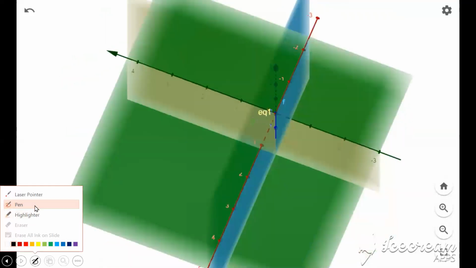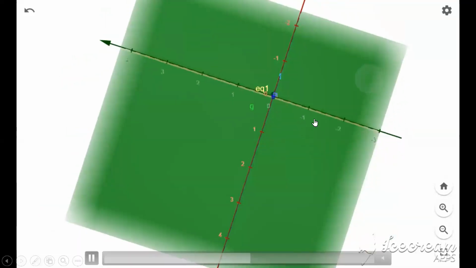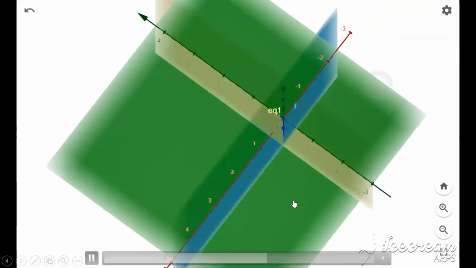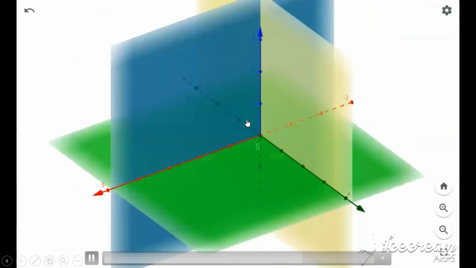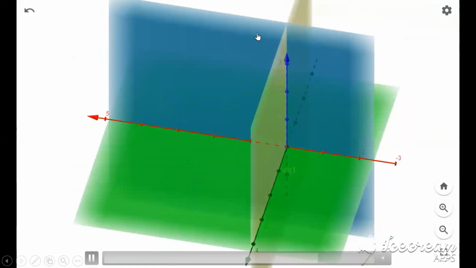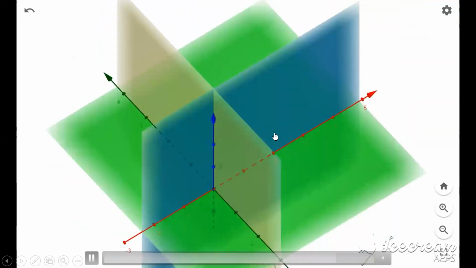Okay, so look here, there are 4 rooms here, and on the first floor there are also 4 rooms. So these are called the 8 octants.